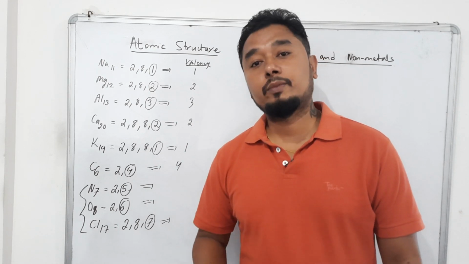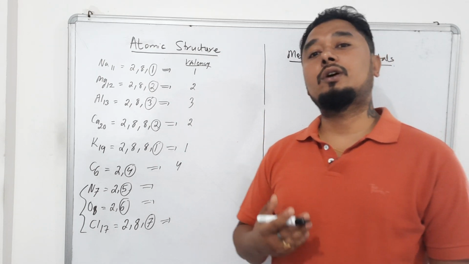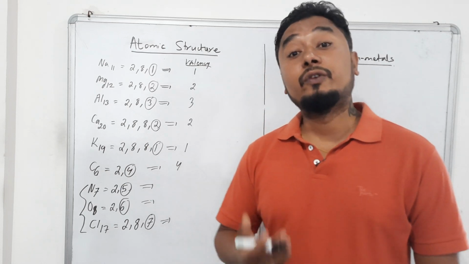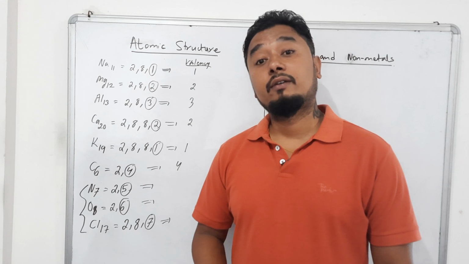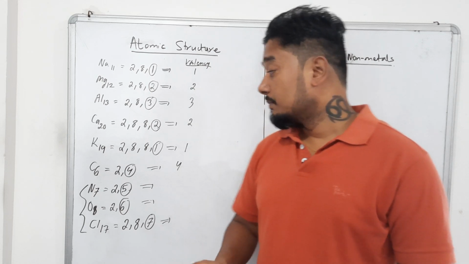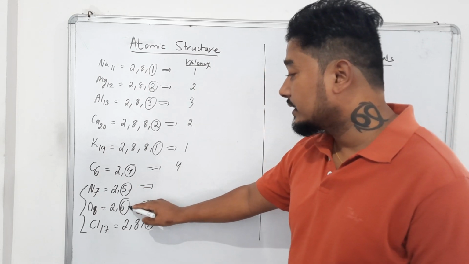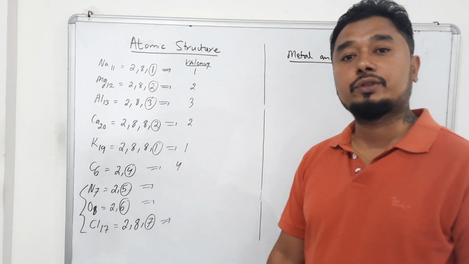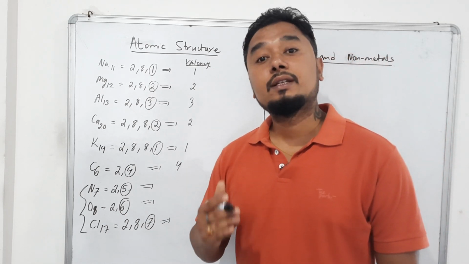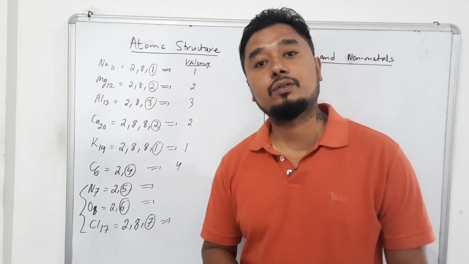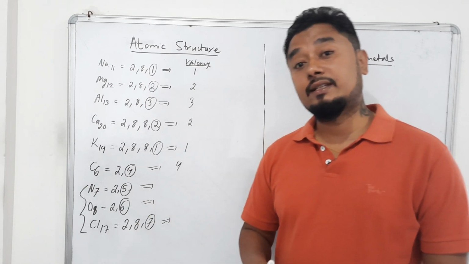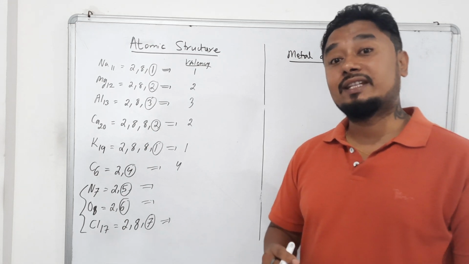1 electron in the outermost shell, valency 1. 2 electrons, valency 2. 3 electrons, valency 3. 4 in the outermost shell, valency is 4. But those who have 5, 6 or 7 electrons in the outermost shell, to determine their valency, we have to make it 8.